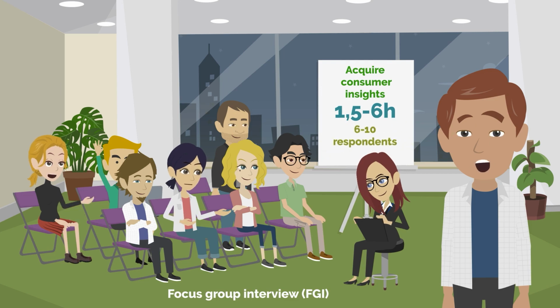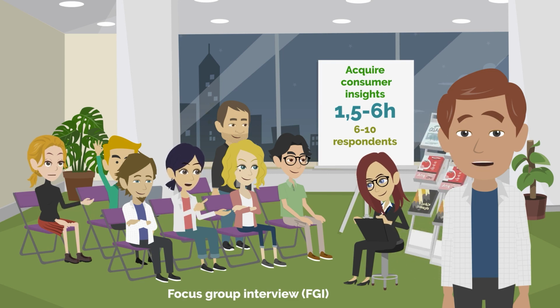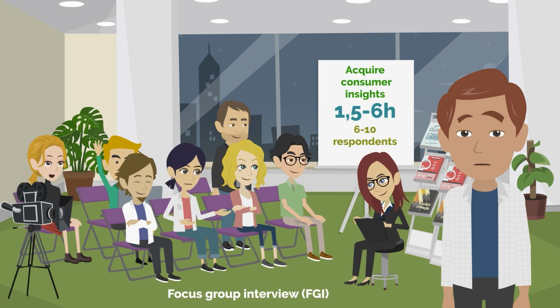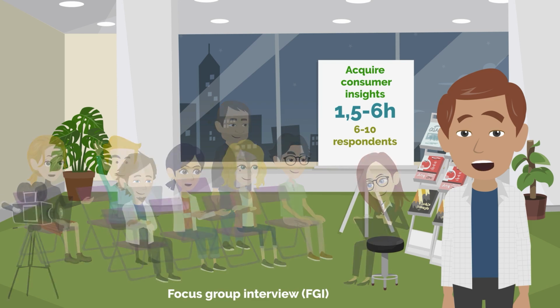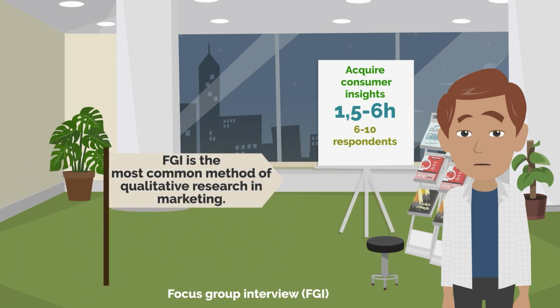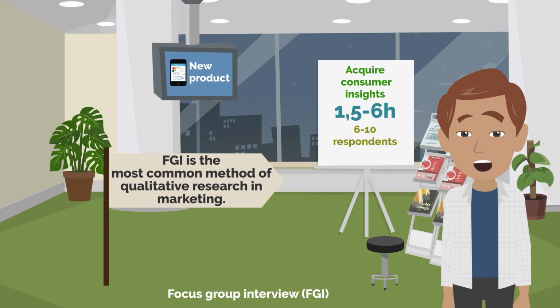It is attended by about 6 to 10 respondents and the moderator mentioned above, who should be equipped with high communication and observation skills. Additionally, this type of research often uses supplementary materials to stimulate conversation, such as storyboards, products, or brochures. The whole event is recorded. FGI is the most common method of qualitative research in marketing. Marketers and researchers willingly use it, for example, when creating new products or advertising campaigns.